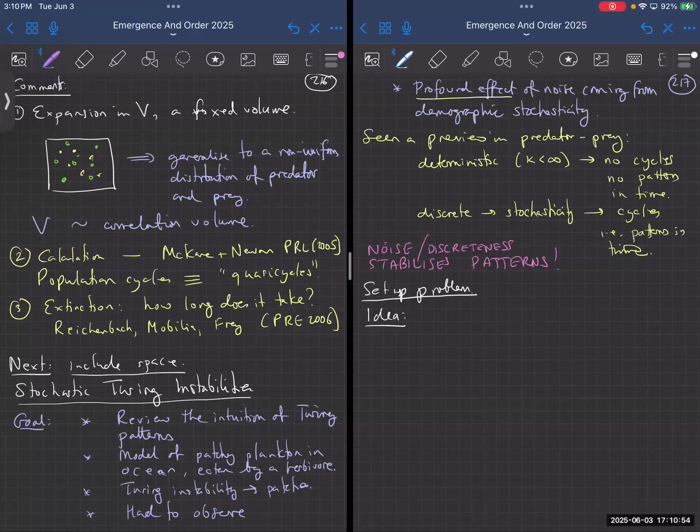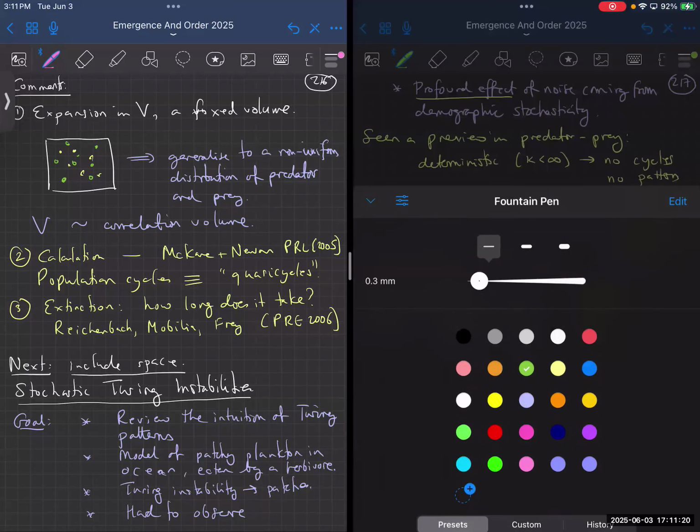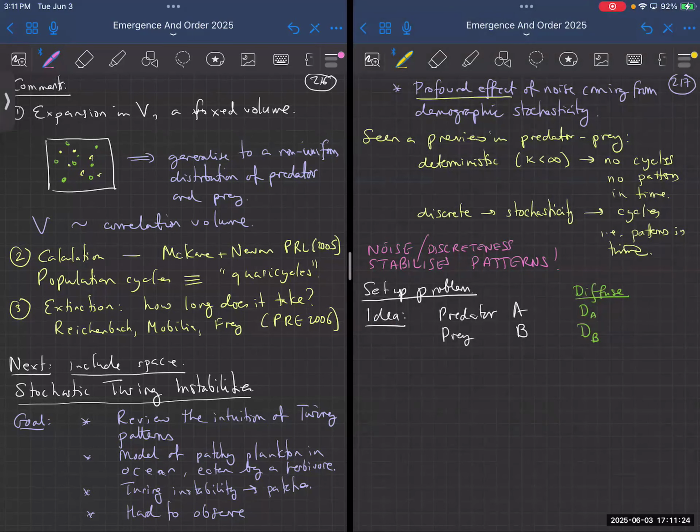We're going to consider predator and prey as before. I'll call them A and B. But now they are allowed to diffuse, so they have a diffusion coefficient dA and a diffusion coefficient dB. If you're thinking about them ecologically, you would say predator and prey. If you were thinking about them in, say, a chemical reaction, you might call the predator the inhibitor and the prey the activator. We're going to use that notation, and you can see why: the predator goes and eats the prey, so it inhibits the population of the prey.